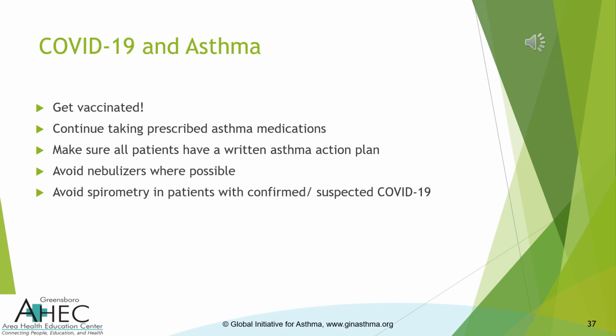Lastly, the guideline did provide some updates for COVID-19 and the asthma patient population. First and foremost, this is a population at high risk for COVID-19 related hospitalizations, so they really need to get vaccinated against COVID-19 and get boosted. The guideline recommends continuing to take their prescribed asthma medications, making sure your patients have a written asthma action plan and know how to follow it. They recommend avoiding nebulizers where possible, and also to avoid spirometry in patients with confirmed or suspected COVID.